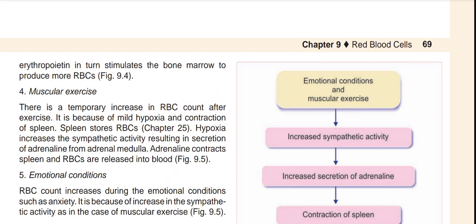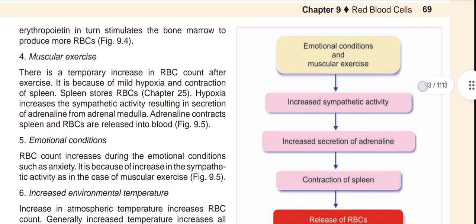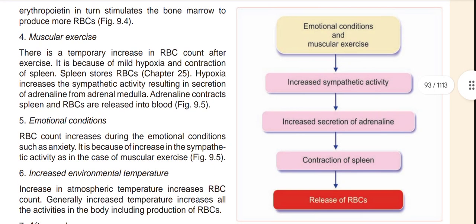Spleen stores RBC, and hypoxia increases the sympathetic activity, resulting in the secretion of adrenaline from the adrenal medulla, and adrenaline contracts the spleen and RBC are released into the blood. Now, emotional condition. When a person is in anxiety or depressed, then through sympathetic activity, the RBC count is increased.